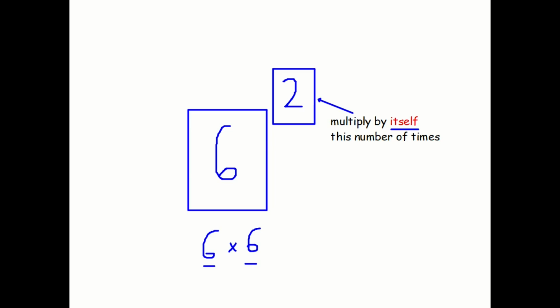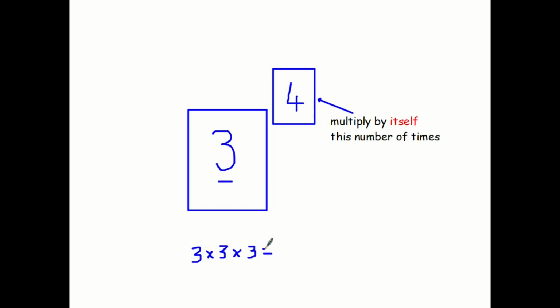Let's have another look at a different example. What happens if I had 3 to the power 4? It means I'm multiplying the number 3 by itself 4 times. So 3 times 3 times 3 times 3. Okay, it is not 12. Oops, I forgot to put another times by 3 there. This is not the same calculation as 3 times by 4. It is 3 times by 3 times by 3 times by 3. Very different to 3 times by 4.